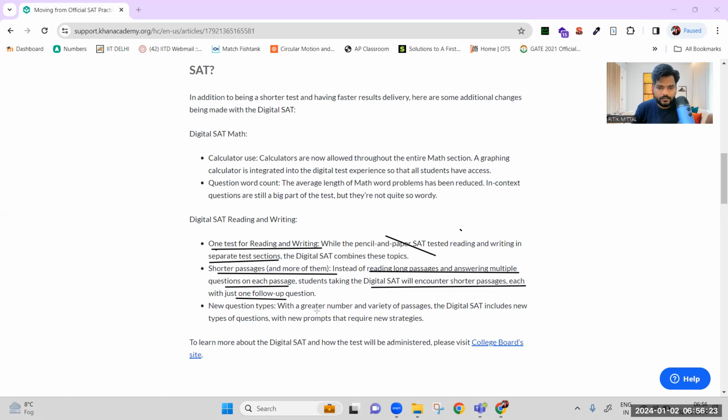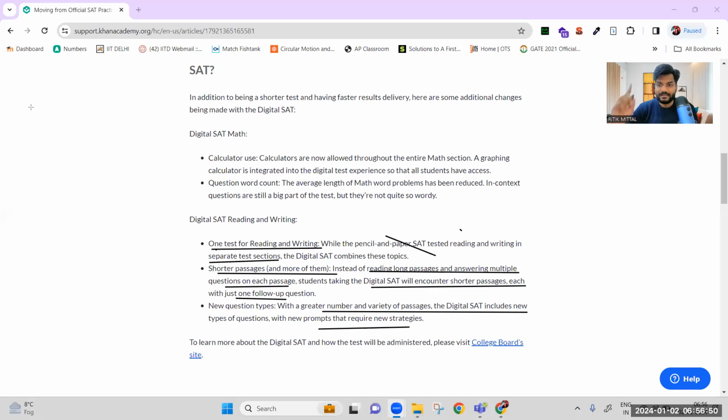Okay, now see the next point. With a greater number and variety of passages, this last set now includes types of questions with new prompts that require new strategy. So of course the questions will be shorter and there will be some new strategy used in the questions. Okay, so this is the second difference in the reading and writing section between the earlier pen and paper SAT and the new, digital SAT.